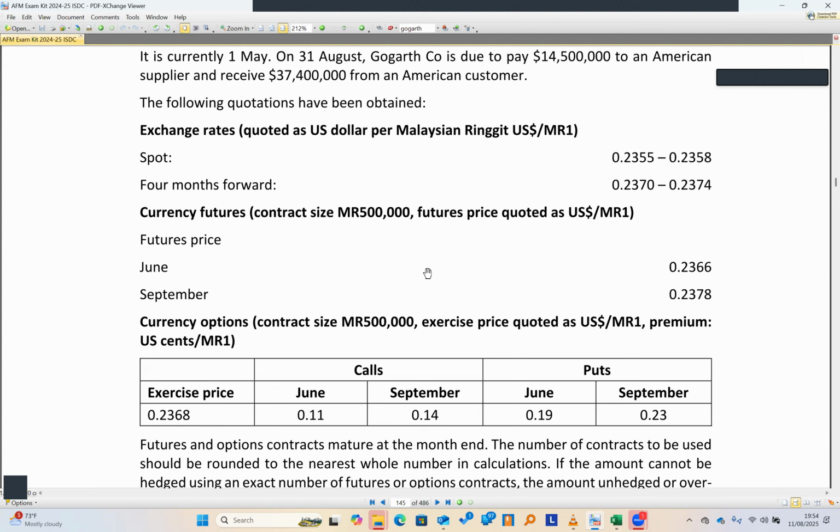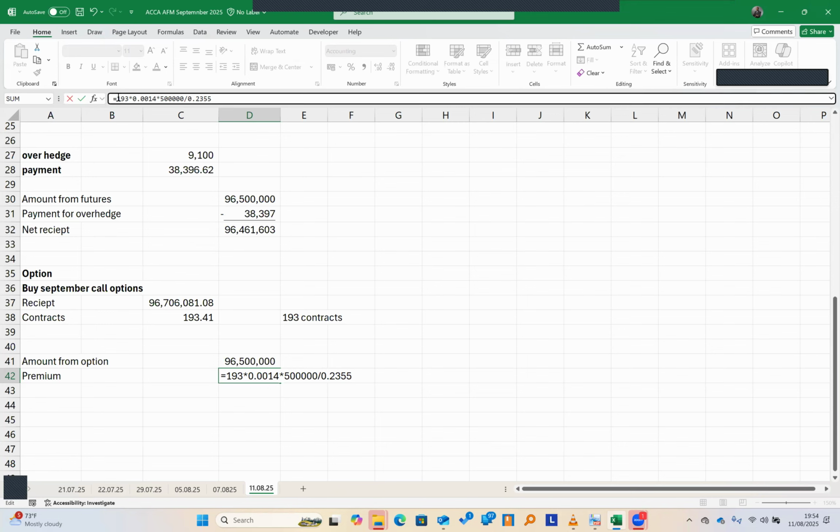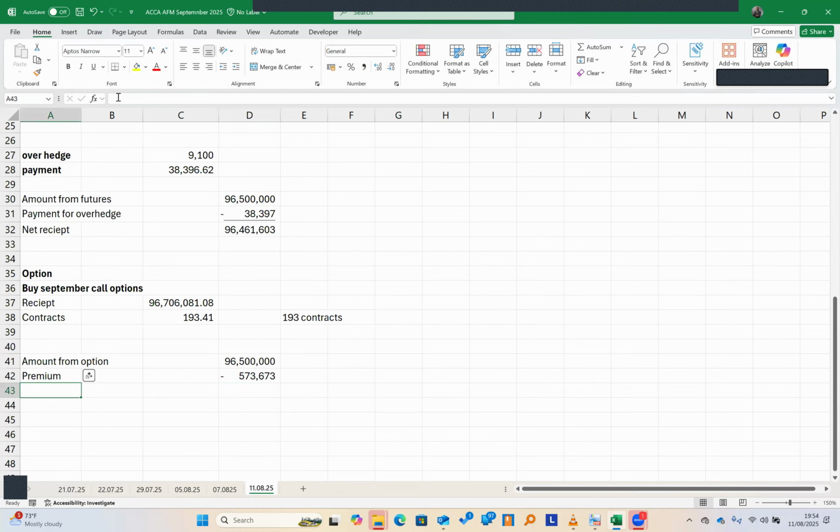Now remember, what we have there is premium, and we are paying it in cents. So we need to actually sell. Okay, we need to convert to dollars. So we need to actually sell Malaysian ringgit, and the bank buys them at 0.2355. So we use 0.2355. So that gives us the premium in dollars. And I'm just going to make it a minus because it is a cash outflow.